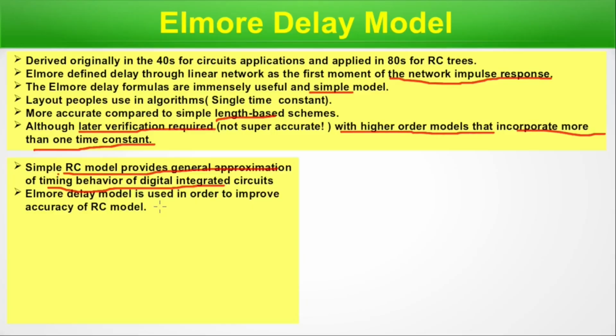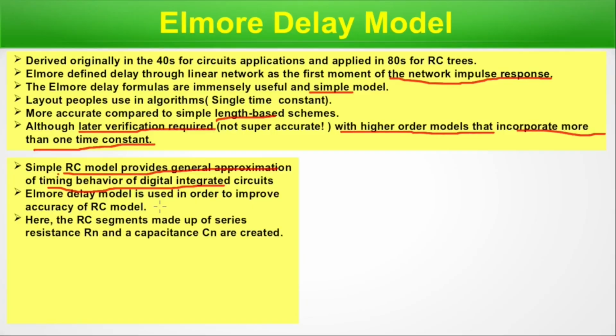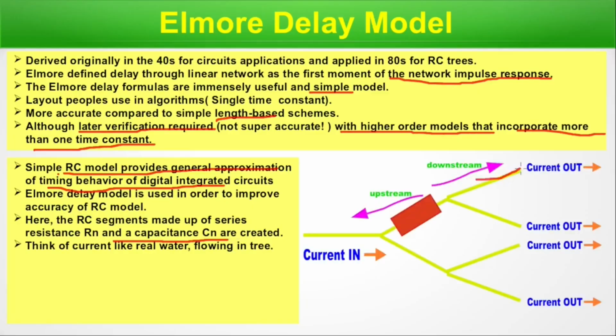Here the RC segments made up of series resistance Rn and capacitance Cn are created. Think of current like real water flowing in a tree. This is current in, this is branching out. It's a tree-like structure: main branch, then smaller branches, then going towards the leaves. From any component of the tree looking at the source, it's upstream, and looking towards the leaves, it's downstream.